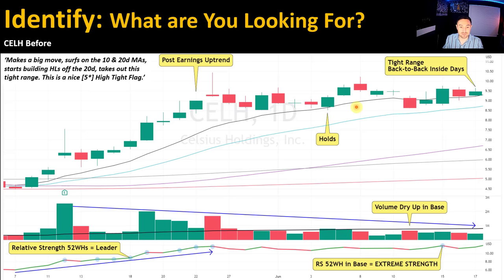Another one here. This is Celsius. So it makes a big move. Here you go, makes a big move. Surfs on the 10 and 20-day moving averages, starts building higher lows off the 20-day, takes out this tight range. This is a nice 5-star high tight flag. So see here, nice uptrend, big move, holds in here, then it's tight, tight, tight, starts building higher lows in here. Nice flag, nice bit of ECP action.